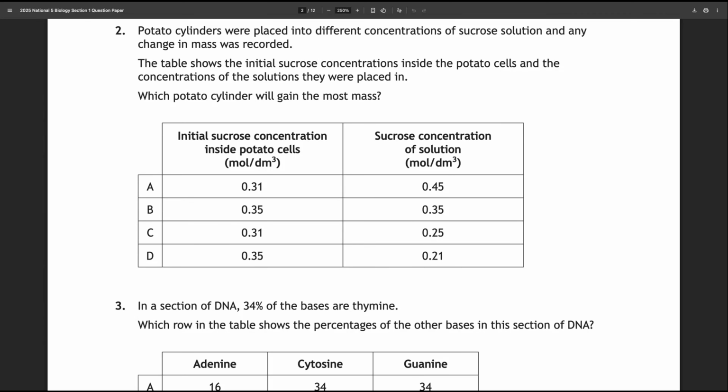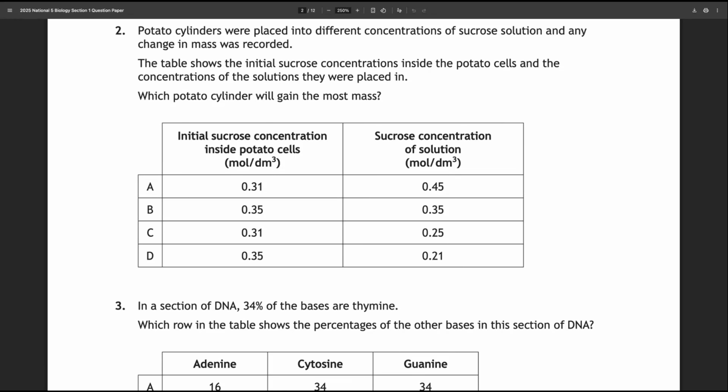Okay, now we know that osmosis is the movement of water molecules from a higher water concentration to a lower water concentration. So what we have to do here is work out where the higher water concentrations would be and where the lower water concentrations would be. That's the first step. Now, if we look at the two columns, what it gives us is the sucrose concentration, not the water concentration. So you have to do a quick conversion back to water concentrations.